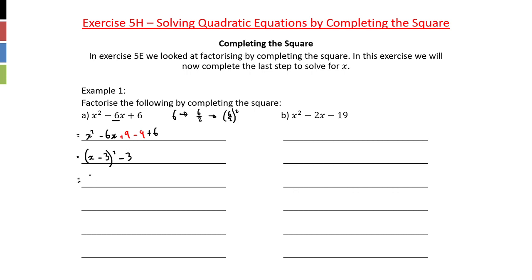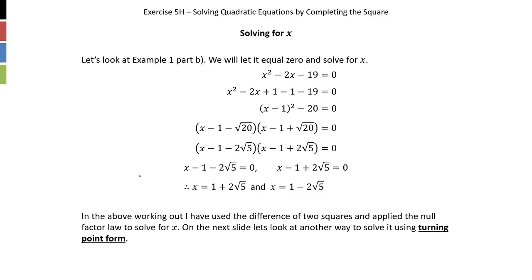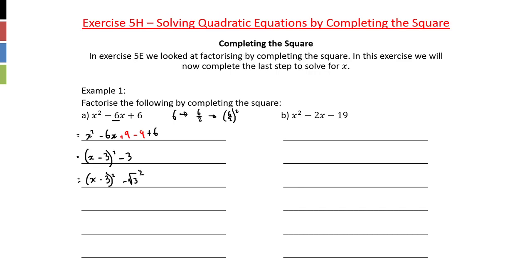We can then write that as x plus 3 all squared minus root 3 squared. Now we have the difference of perfect squares, so we can write this as x plus 3 minus root 3, x plus 3 plus root 3, and we are factorized.